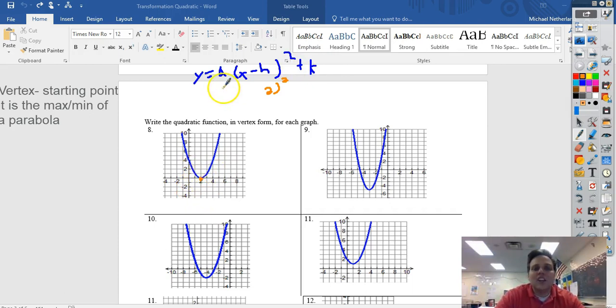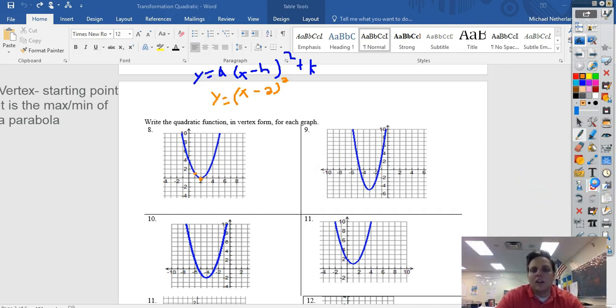Now, did I change my a value? Start at your vertex. Go up and over to your next point. Go up as many as you need to and over as many as you need to, but go to your next whole number point. Up, over. Okay, so I went up 1 over 1, and I landed at my next point, so that means my a value is just 1. So then I can write x minus 2. So y equals x minus 2 squared.